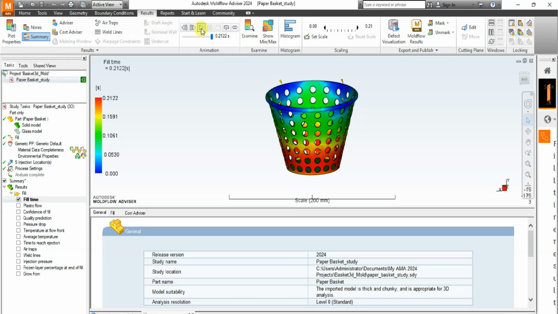Audio Jungle. Audio Jungle. Audio Jungle. Audio Jungle.